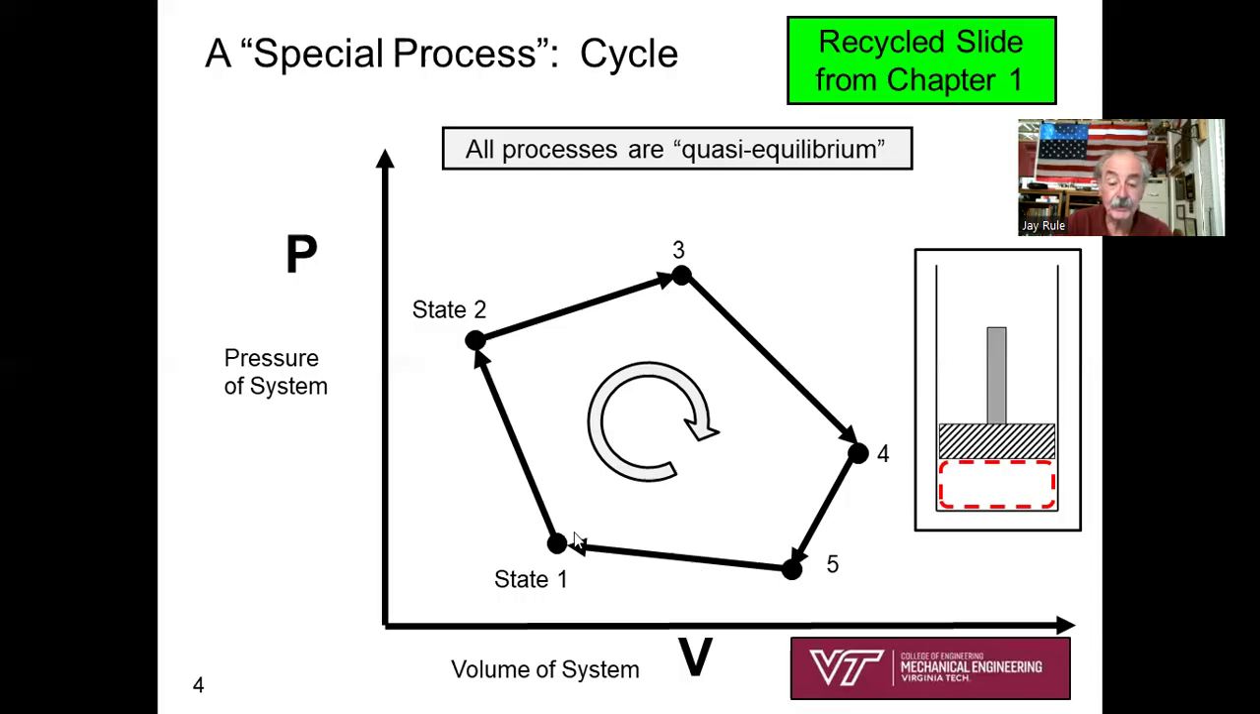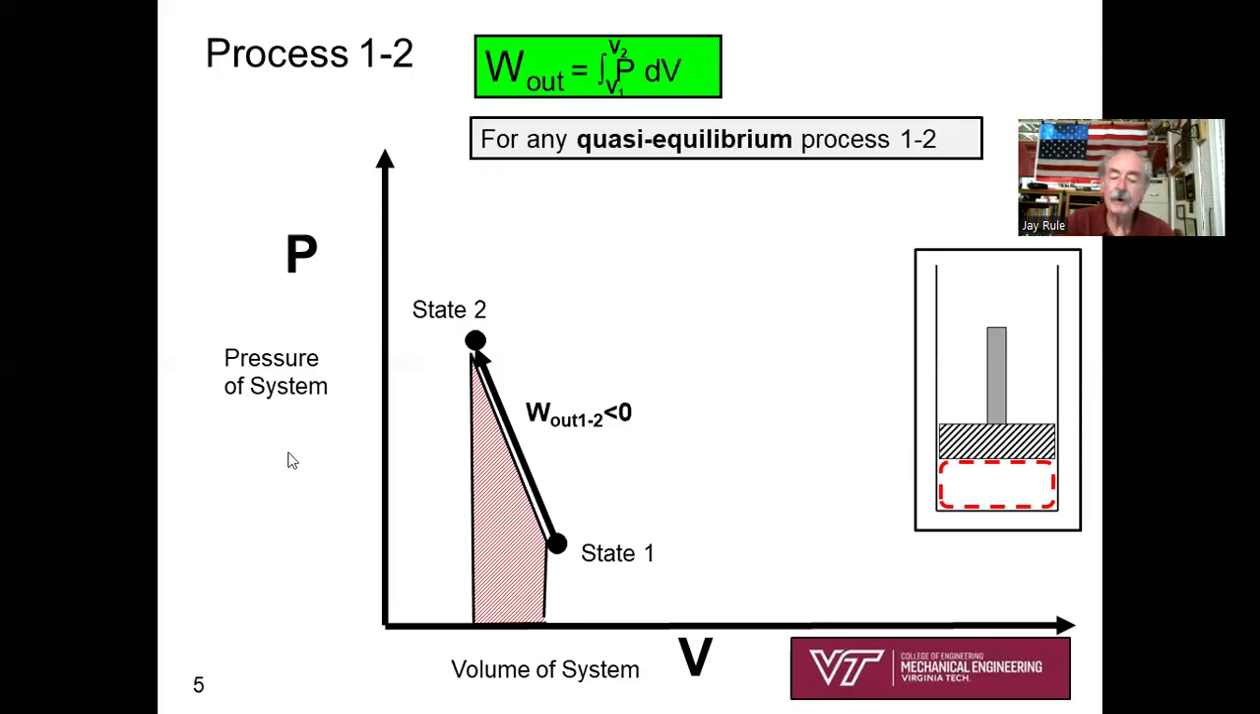So I've convinced you that this is a cycle because we're starting at state 1 and we're ending back at state 1. It's a cycle. Let's look at process 1 to 2 first. Since we've got a quasi-equilibrium closed system, do you see this red cross-hatched area? That's a graphical representation of the work out from 1 to 2. The work out, that's a negative number, isn't it? Because we're integrating from right to left.